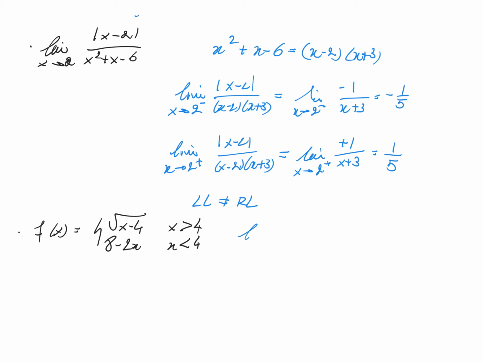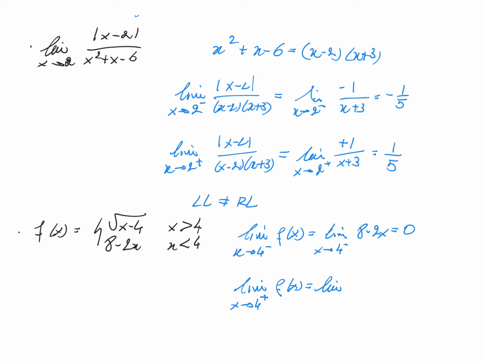So the left limit is the limit of f of x for x going to 4 with values smaller than 4. So it is the limit for x to 4 minus of 8 minus 2x. If we then just plug in 4, we get 8 minus 8. So the limit here, the left limit is 0. For the right limit, we do the same thing. It's the limit of f of x for x to 4 with values larger than 4. So we have the other equation in this case. So it's the limit of the square root of x minus 4 for x going to 4 plus. We plug in 4 and we get the square root of 0, which is 0.